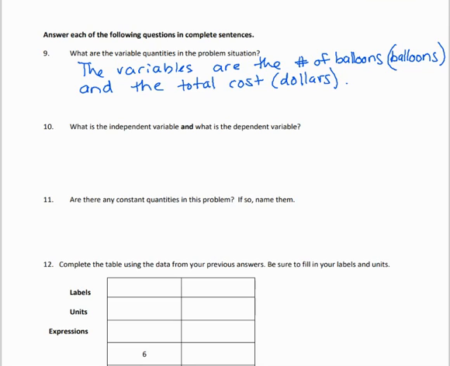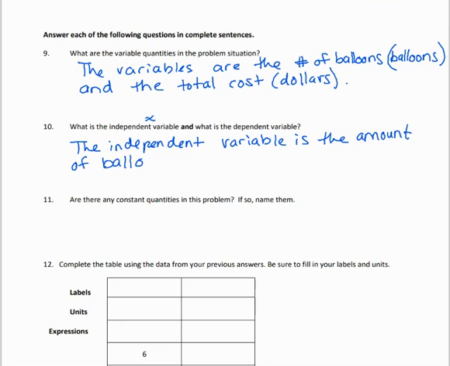Which is the independent variable? X, right? But I'm not just going to say X. What was X? The amount of balloons. Perfect. So the independent variable is the amount of balloons or number of balloons. Which then leaves me with the fact that the dependent variable is the other one, which we said is total cost.